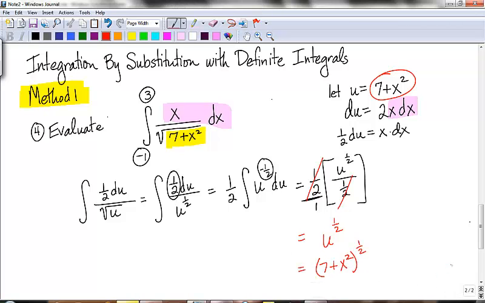Okay, so you sub in the 7 plus x squared, still to the 1/2 power. Now, most of the time on the definite ones, they are going to draw a little bracket on the right side. And now that we're back in terms of x, now we can put these back. So it's from -1 to 3.